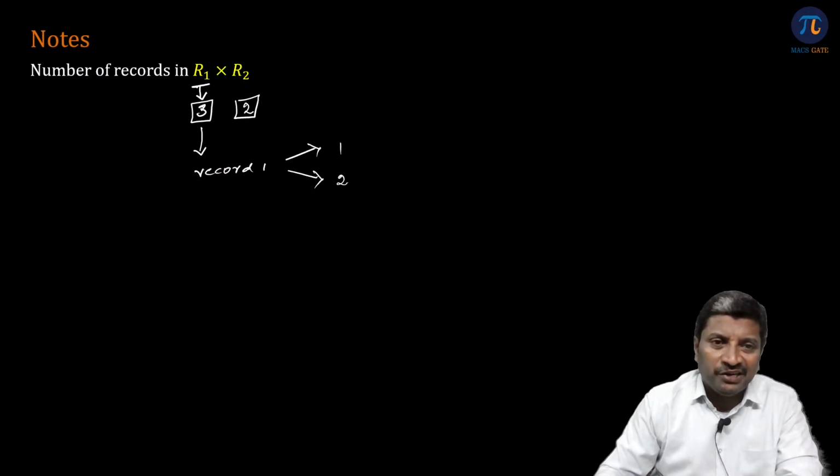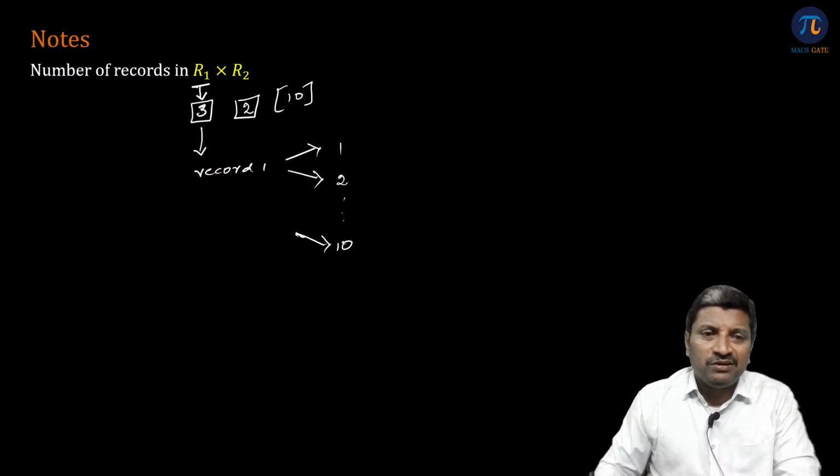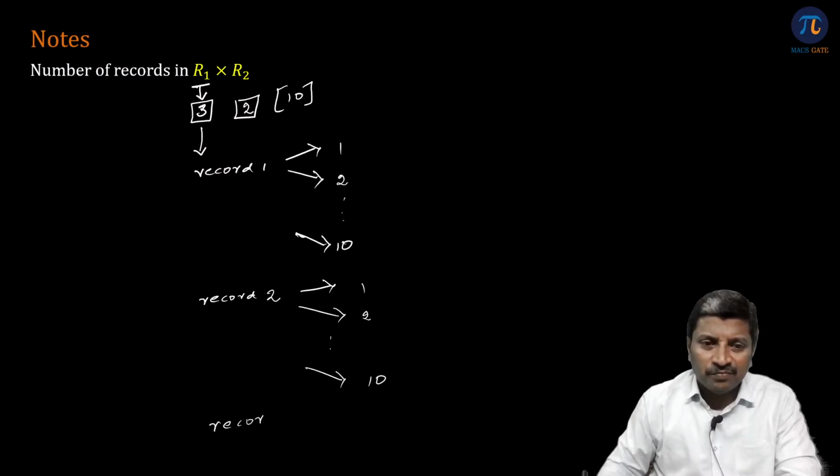Suppose I have 10 entries instead of 2. Then what will happen, sir? For the first record, I will get 10 entries. Similarly, for record 2, we will get 2 matches. Instead of 2, if I have 10, I will get 10. Similarly, for record 3.